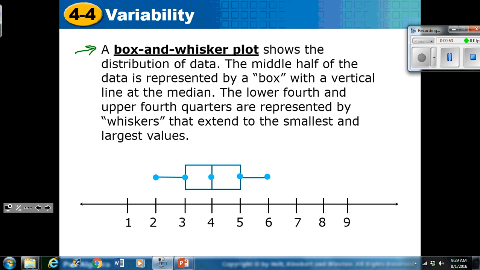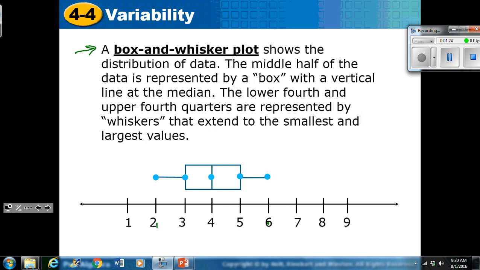If you are asked to make a box and whisker plot, the first thing you're going to have to do is make a number line, and you're going to have to make some choices about what numbers to put there. Now clearly this data fell between 2 and 6, and so the person made the number line so that 2 and 6, that section right there, would kind of be in the middle of the number line. So take some care in making that number line.